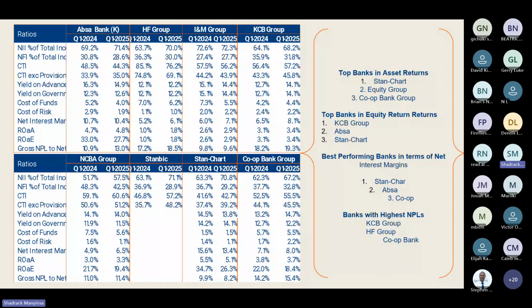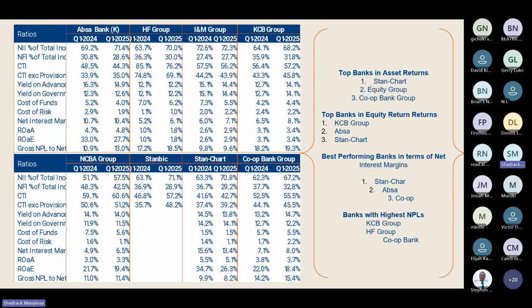And then we had, sorry, there is some mix up there, but then we had Co-op Bank record around 8%. Standard was around 14.1%, and then followed by ABSA around 12. Sorry, I've mixed it up there.